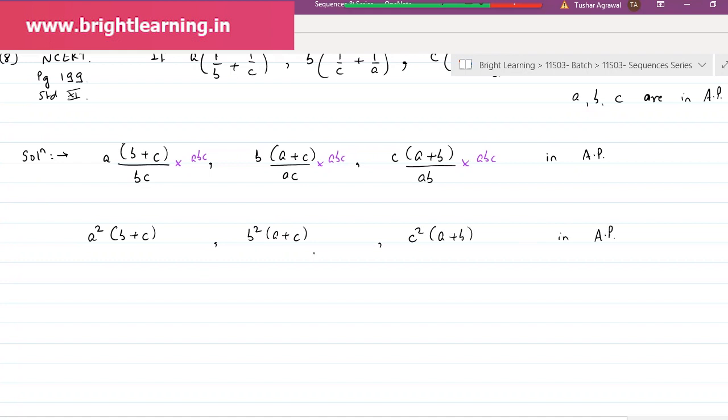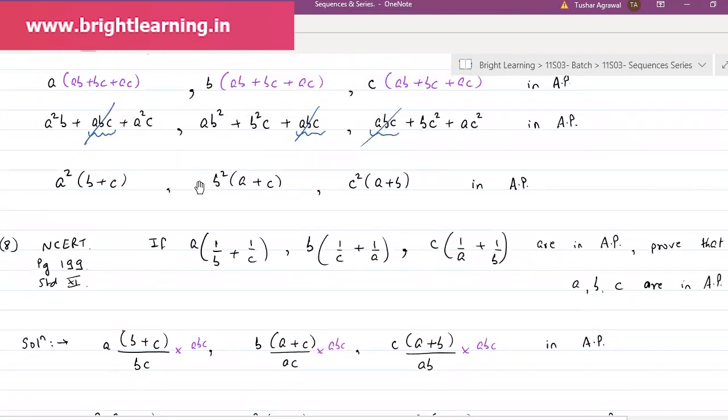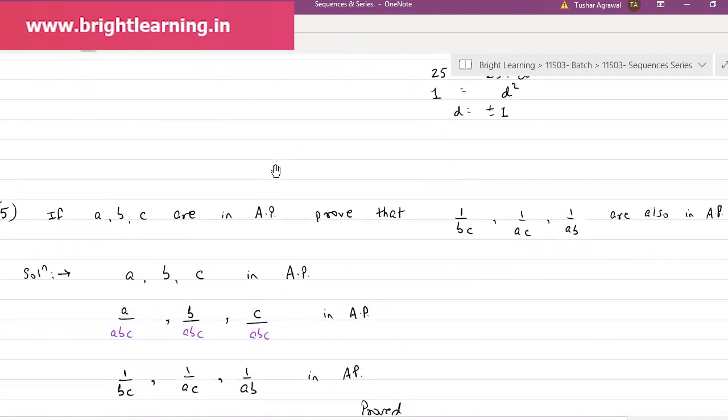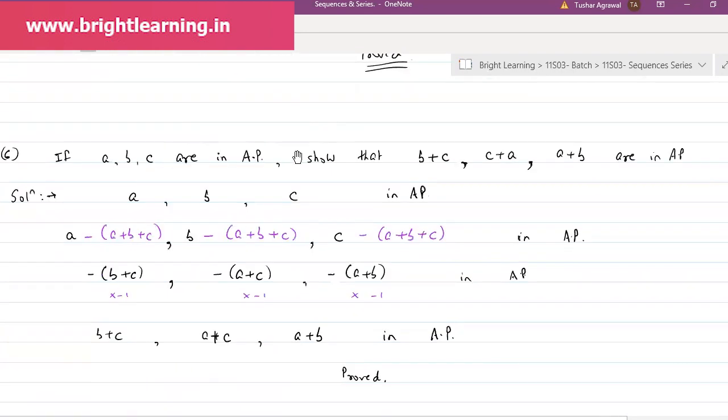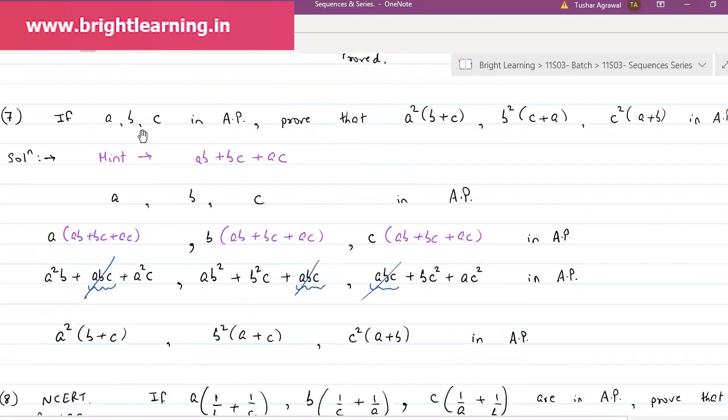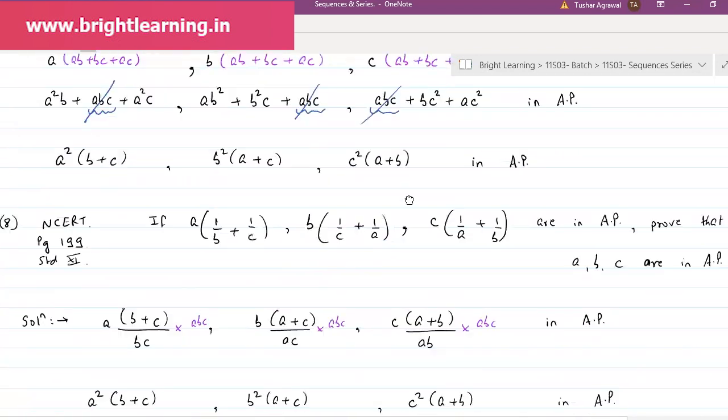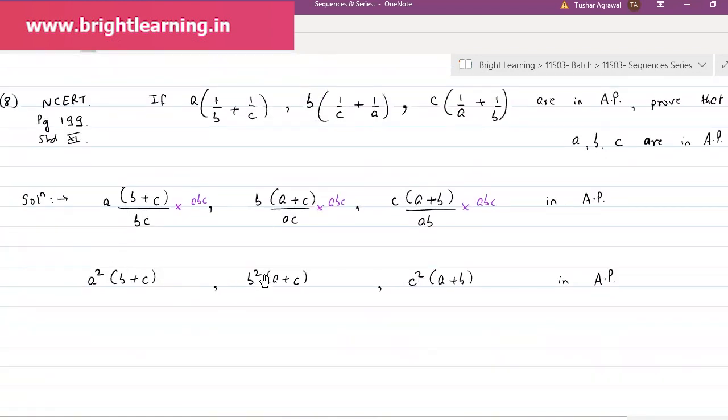This result we already have, and this result is the reverse of the previous question. Do you see? In the previous question, we showed that if A, B, C are in AP, then A square into B plus C, B square into A plus C, C square into A plus B are in AP. Now we have come for the reverse part: A square B plus C, B square A plus C, C square A plus B are in AP. Prove the reverse step, that A, B, C are in AP.